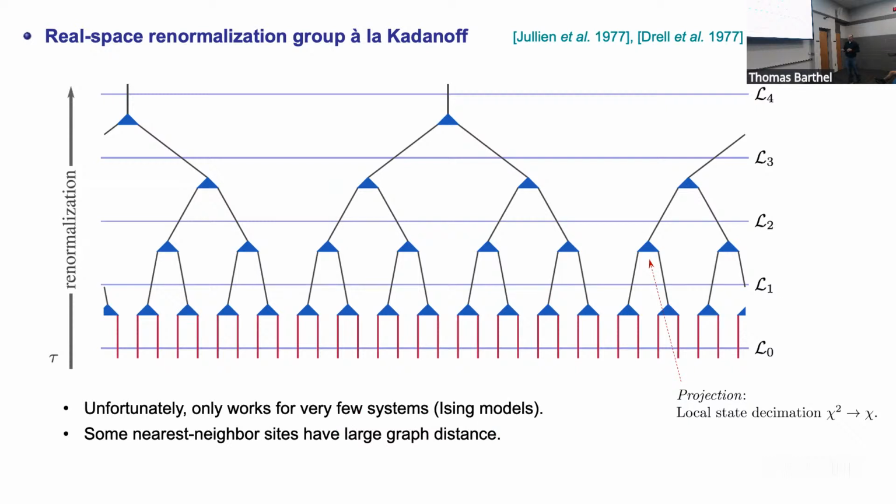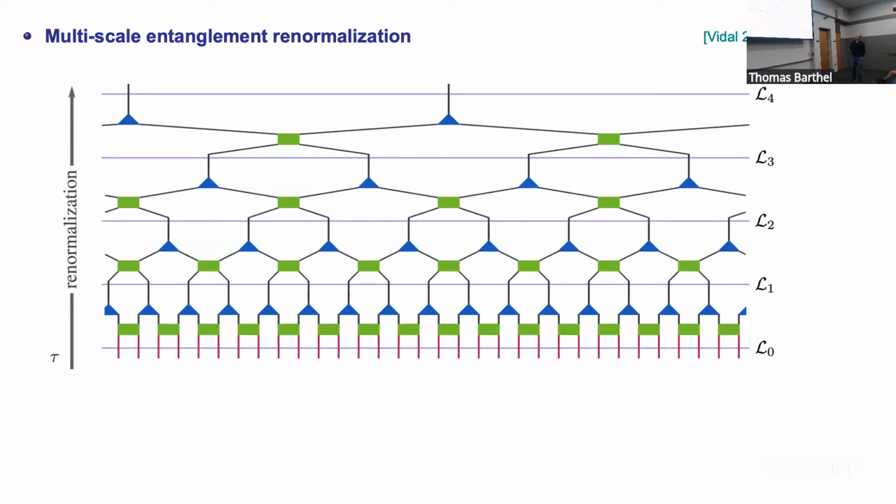Unfortunately, this approach works only for very few systems, so basically Ising models. And the reason is that in this graph here, similar to the MPS in 2D, there are sites which are nearest neighbors physically, but in this RG graph they can be quite far away, right? So for example, if you look at these 2 points, they are nearest neighbors, but they have a large distance in the graph. So this can introduce strong errors. And then in 2007, Guifré Vidal had the great idea to modify this in a very simple way, just introduce additional unitaries, so-called disentanglers.